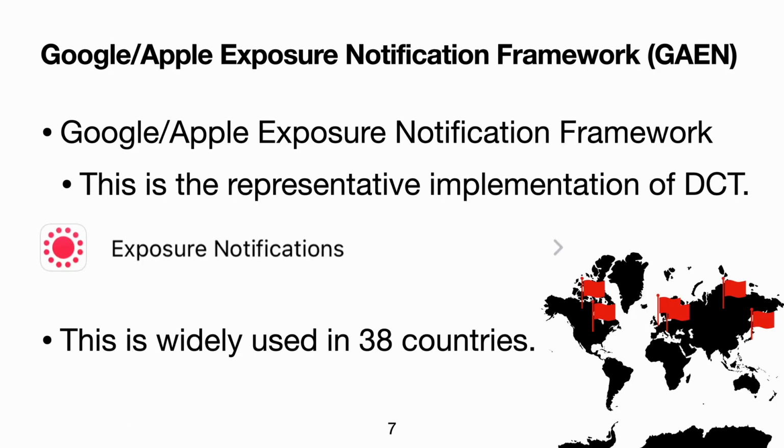The Google Apple Exposure Notification Framework is a representative implementation of digital contact tracing. This framework was developed by Google and Apple. It is installed as standard on Android and iOS. This is widely used in 38 countries.